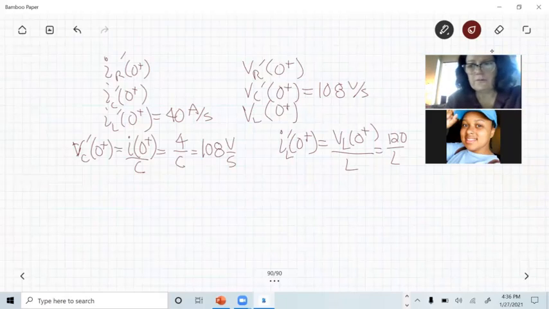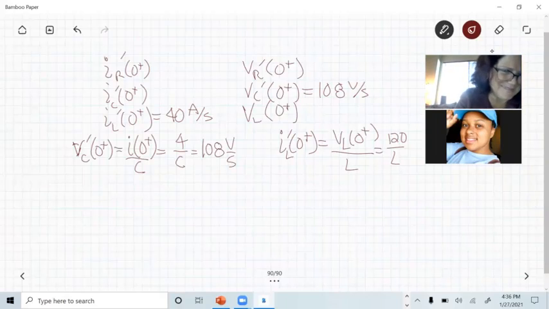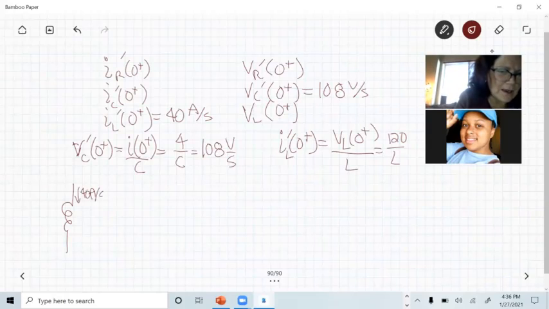The derivative circuit, I've got 2 DC sources in there. Those DC current sources are not changing. If I draw the derivative of the circuit, I have an inductor. It's got a current rate of change of 40 amps per second.